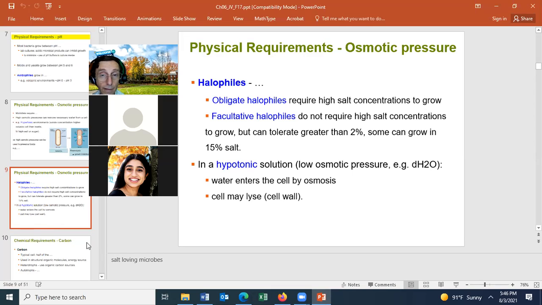A facultative halophile is one that does not require high salt concentrations to grow, but it can tolerate salt concentrations greater than 2%. Some can grow at 15% or higher. For example, Staphylococcus aureus is a facultative halophile. It can grow on a TSA plate, but it can grow on your skin, which can get up to 20% sodium chloride.